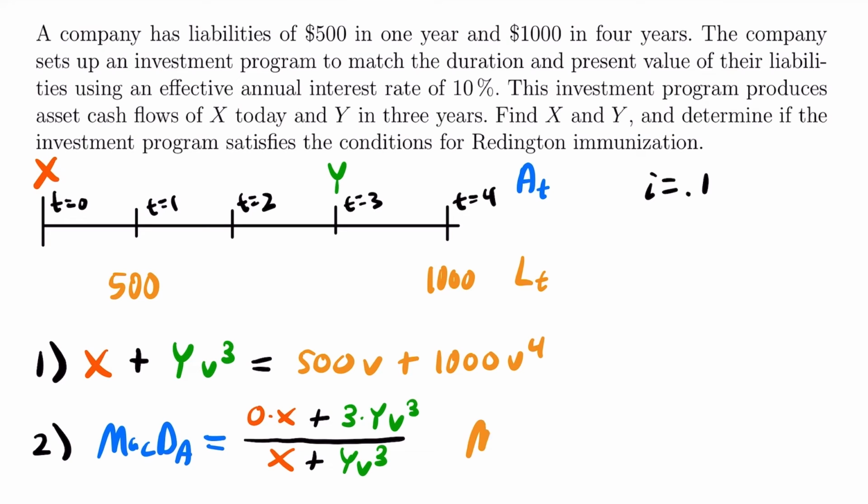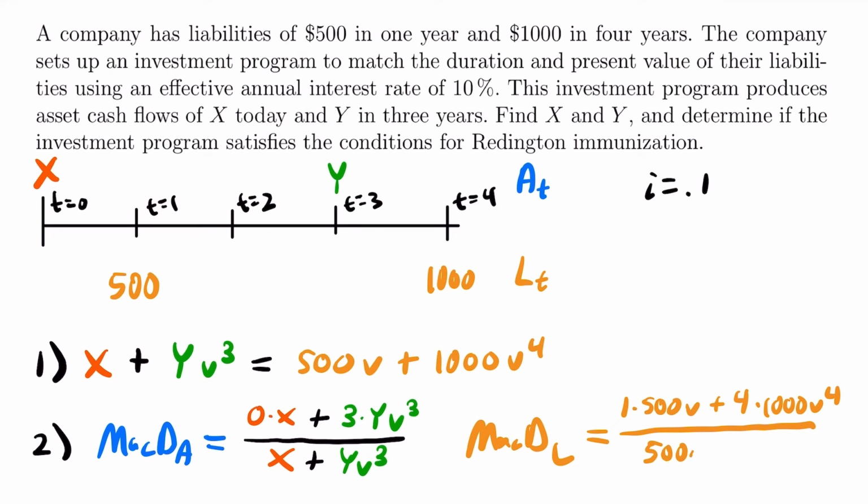Okay, now for the Macaulay duration of the liabilities, that will be equal to the present value of the liabilities, but each of them are going to be multiplied by the time at which they are located. So we're going to have 1 times 500 times v plus 4 times 1,000 times v to the power of 4. The $500 liability is located at time equals 1, so you multiply it by 1, and the $1,000 liability is located at time equals 4, so it's multiplied by 4. And then they are both divided by the present value of the liabilities, which, like we said earlier, is 500v plus 1,000v to the power of 4.